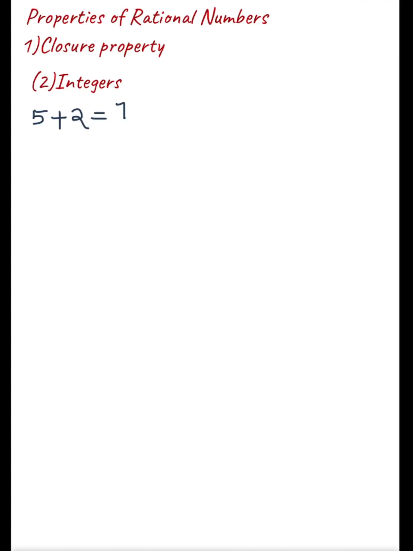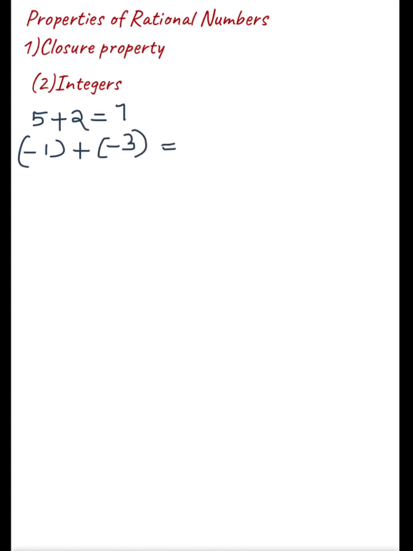Let's take any other example. Suppose I am taking minus 1 and I am adding it with minus 3. Now what will be the answer? Minus 1 plus minus 3. You know that the answer will be minus 4. So again the answer is also an integer. Now let's take any other example. Suppose I am taking minus 5 and adding it with 0. Then what will be the answer? It will be minus 5.